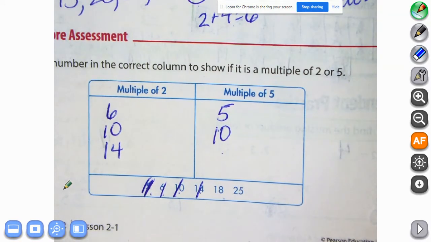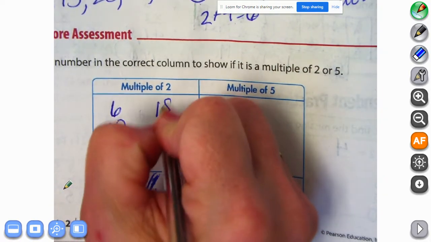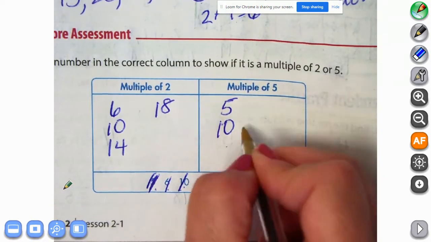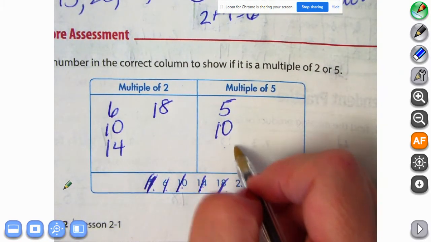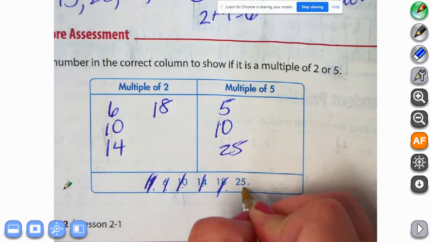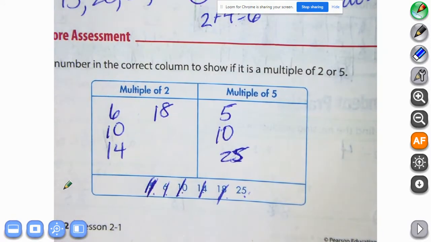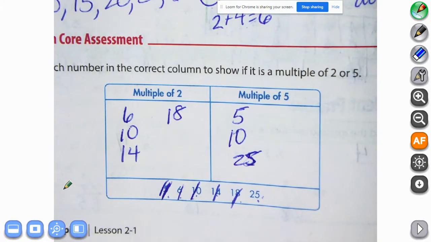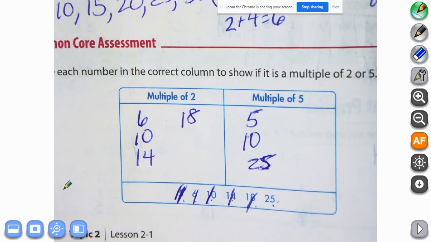18. 2, 4, 6, 8, 10, 12, 14, 16, 18. 5, 10, 15, 20. 25. 5, 10, 15, 20, 25. Try the 2s. 2, 4, 6, 8, 10, 12, 14, 16, 18, 20, 22, 24, 26. So 25 goes to the multiples of 5. All right, go ahead and get this written down. If you need to go back, you can rewind it a little bit.